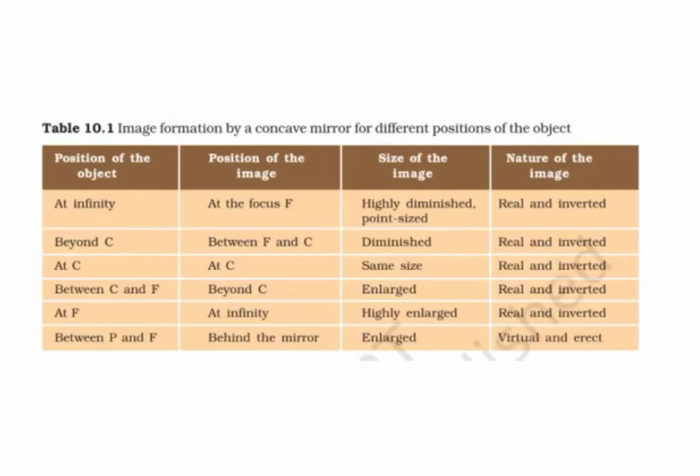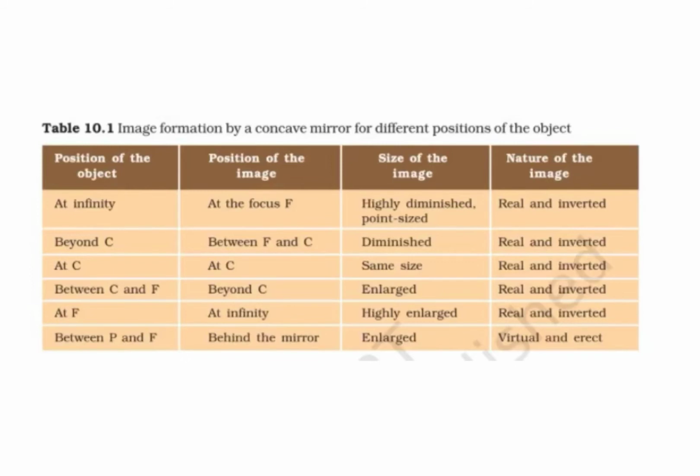Next case is object is placed at F. Image will be obtained at infinity. It will be highly enlarged, that is size will be highly magnified, very big compared to object, and nature is real and inverted. Now the last case, which is the exception, that is when object is placed between P and F, image will be obtained behind the mirror and it will be enlarged, that is magnified in size, bigger than the object, and nature will be virtual and erect.